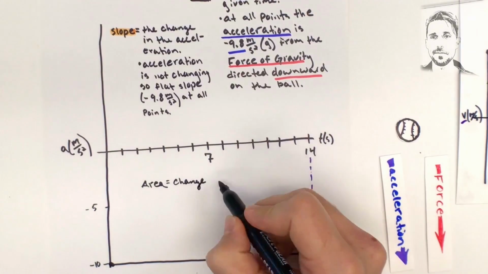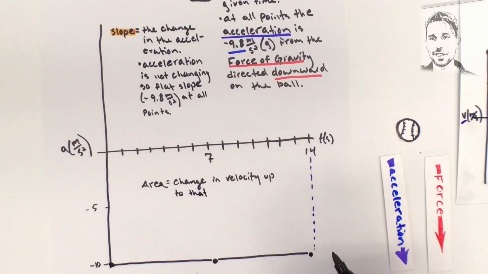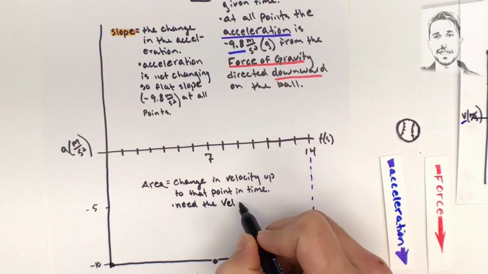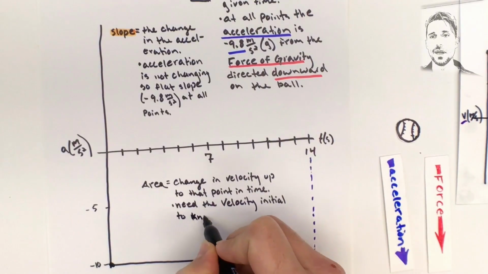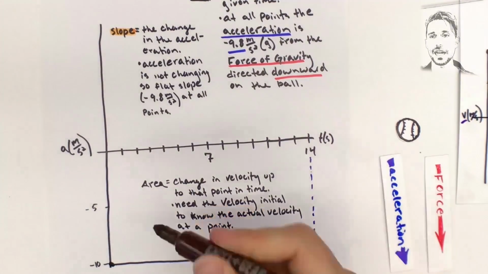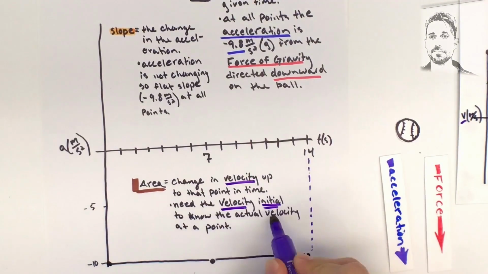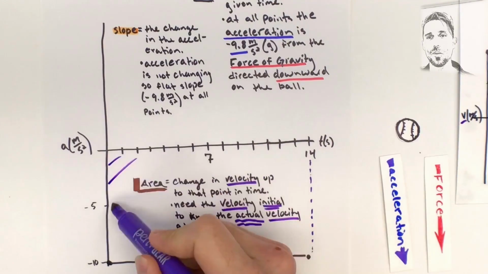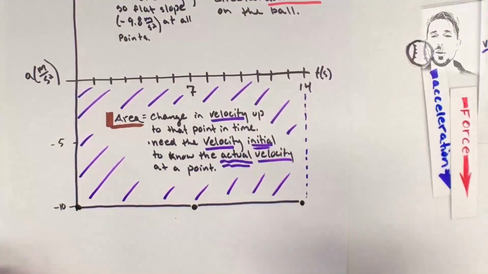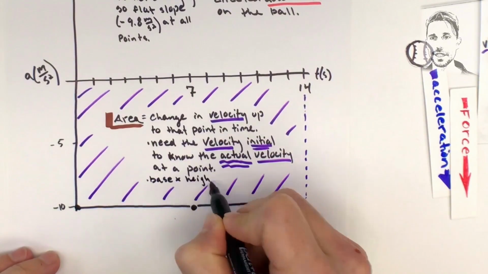And our area is the change in velocity. So if our area is the change in velocity here, it's going to tell us the change in velocity up to a specific point in time. But again, our little reminder, we need to know that initial velocity to know the actual velocity at a given point. So that would be bonus data either from another graph you're given or info you're given in a problem. But you can only know the change in velocity up to a given time with the area under this curve.